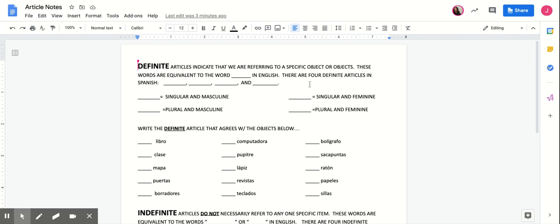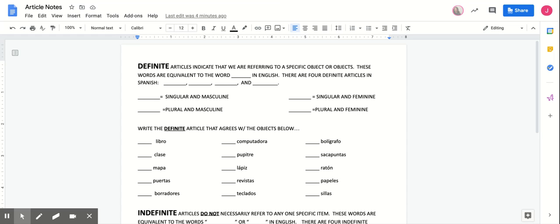Now what an article is, it's just a fancy way to say the, a, or some in Spanish. We've talked about before how different words have different genders in Spanish. So nouns can either be masculine or they can be feminine. Now, we can't change whether they're masculine or feminine in Spanish because we can't change the Spanish language. We have to just know and remember and memorize what words are masculine and what words are feminine.